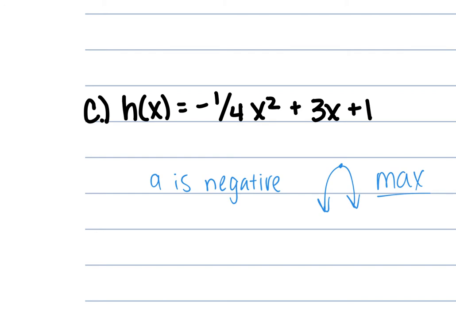Yeah, Brandon? Would you have to write A is negative and draw the picture? Absolutely not. You could just write max, okay? I'm writing it out because we're taking notes, but if you feel really comfortable, you can just skip straight to writing max or min, okay?